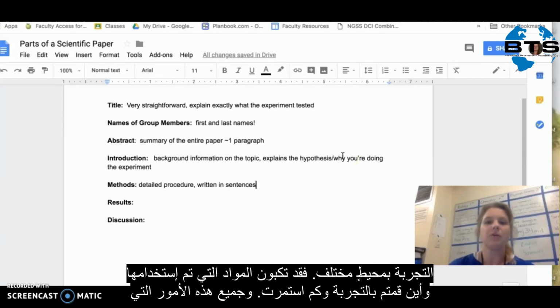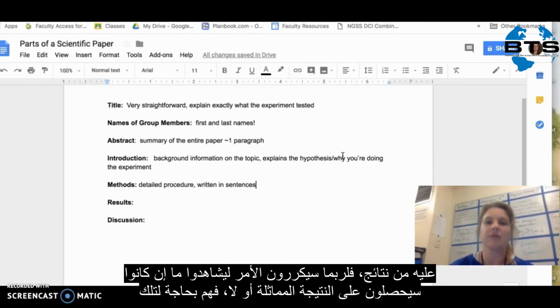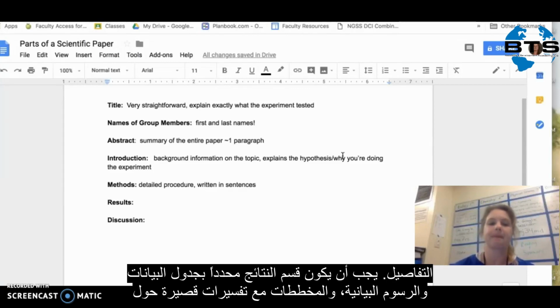So you want to include the materials you used. You want to include where you did the lab, how long it ran, all of that stuff so someone could follow and redo the exact same experiment. And that's because scientists want their experiments to be repeatable. If someone really likes what you found, they're going to go try it out for themselves and see if they got the same result. So they need that detail.